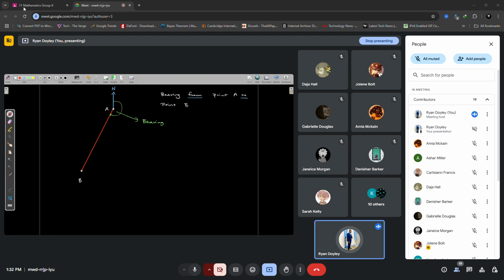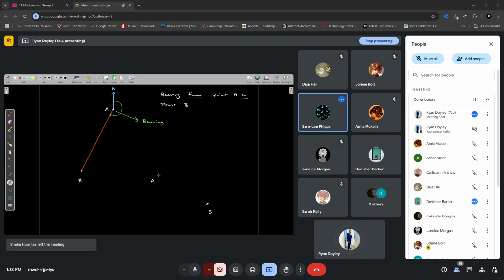All right, so let's say we had another example here. We had point A and point B, and we wanted to find the bearing from point A to point B. What's the first thing we do? Let's see who has been paying attention. Sir, draw the north line. Sir, connect them first. Connect the points. That's the first thing. What's next?